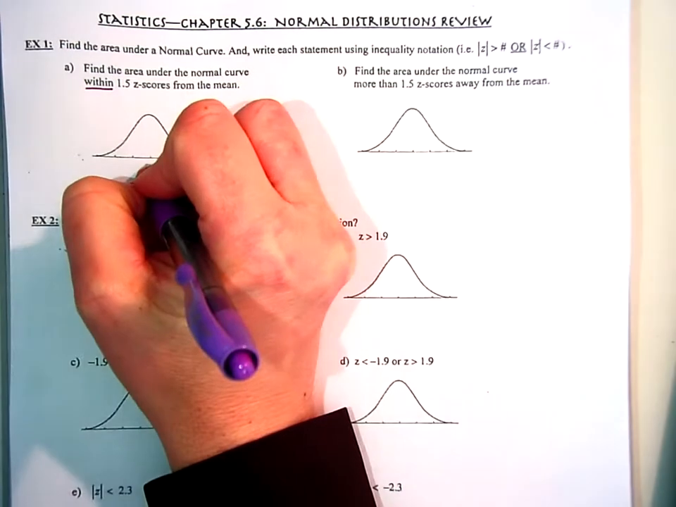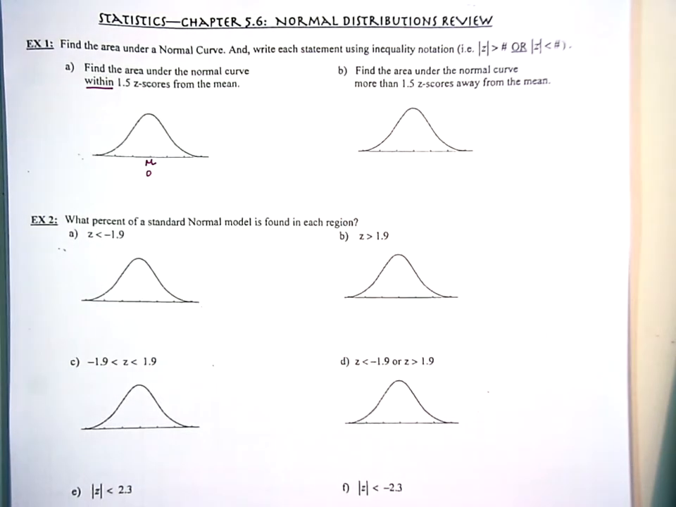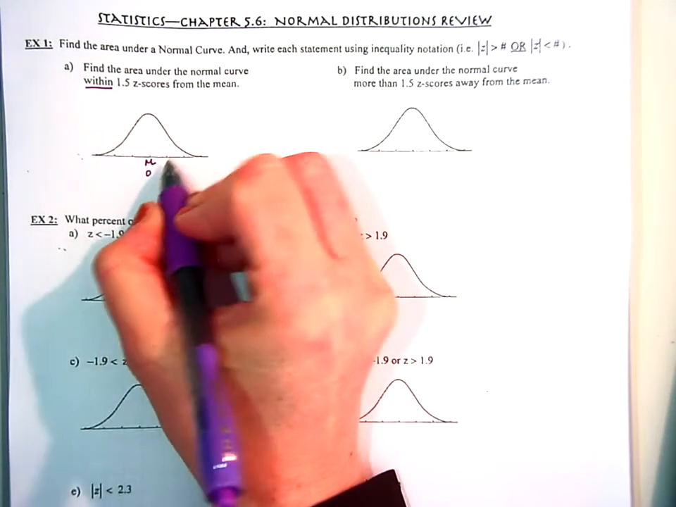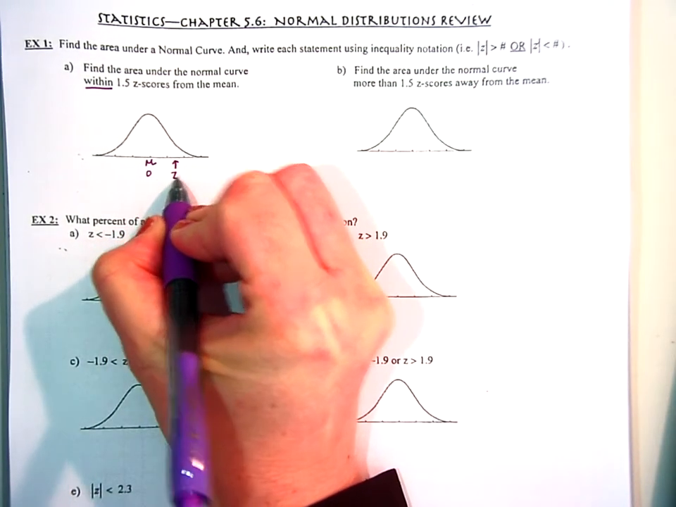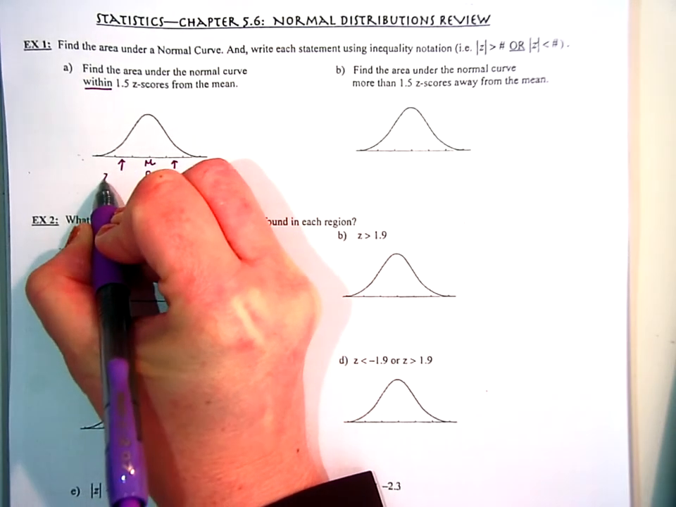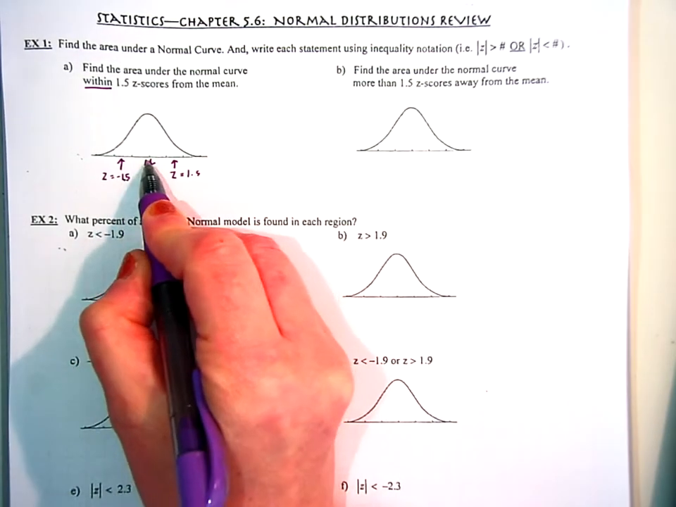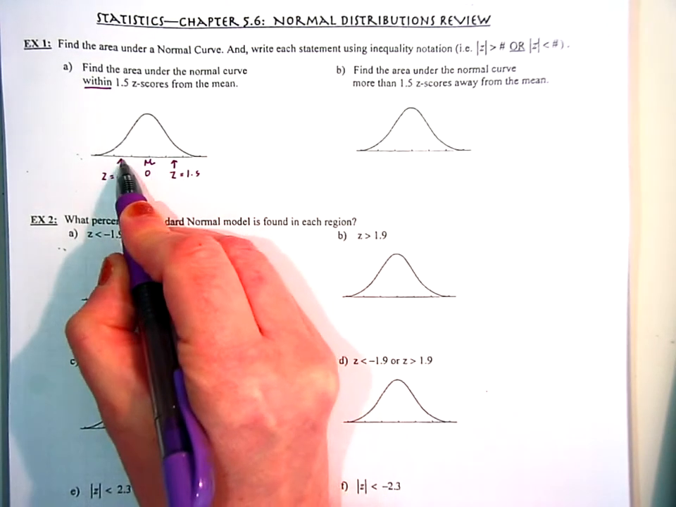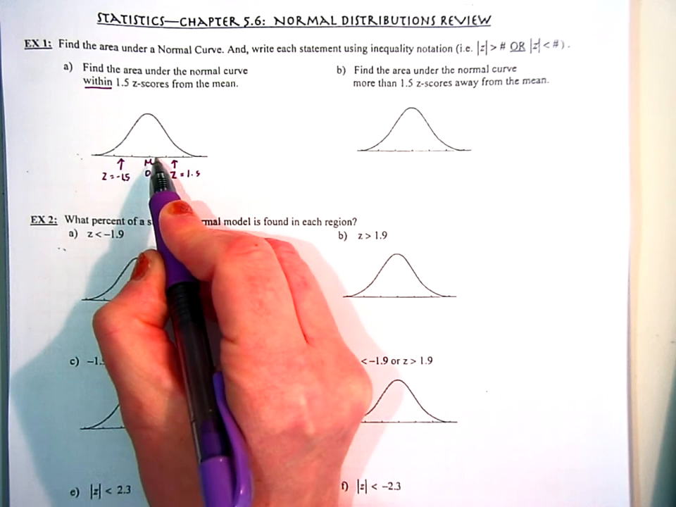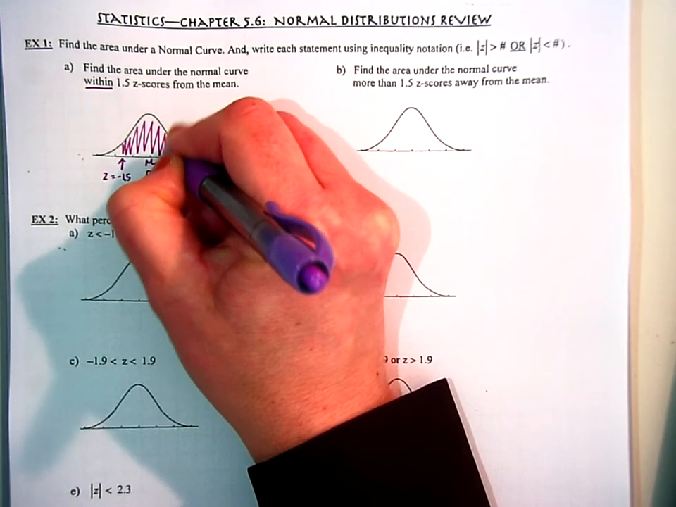So I always anchor myself right here. Here's my mean. I know that it's a z-score of 0. So I'm saying find the area within. So what does within imply, right? Well, if this is my mean and I go 1.5 z-scores above, let me mark that right here, and 1.5 below right here, we're saying, well, that distance is within 1.5 from the mean. So within really is saying in between. So we're trying to capture this area right here.